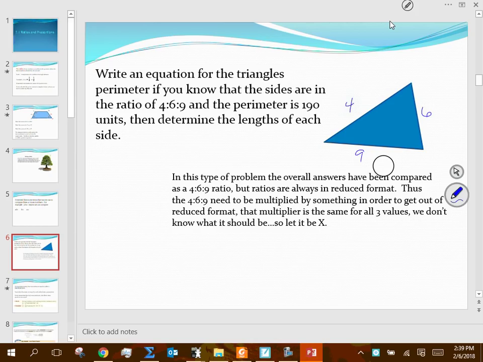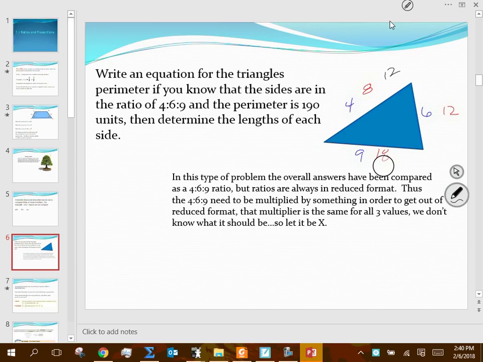Thinking about perimeter, what do those add up to? 19. Is that the 190 that I needed? No. So obviously those aren't the initial values of that triangle. Maybe they were 8, 12, and 18. Do you see if I compare those, they still reduce to 4, 6, 9? Yeah, because there's a factor of 2 in all of them, right? Do those red ones add up to 190? No.